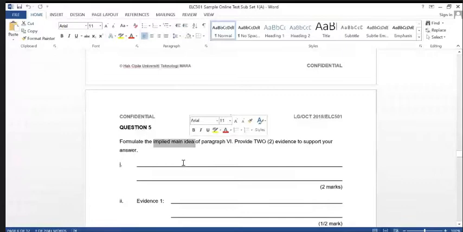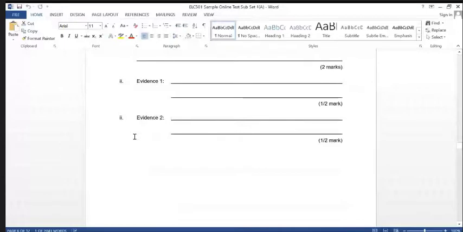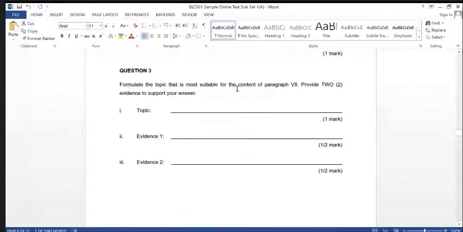Look at the verb they use. Again, they use the word formulate, not identify, not write. Okay, so formulate the topic that is most suitable for the content of, again, you can see here a specific paragraph. They want the topic of this paragraph. You give a topic of a different paragraph, your answer cannot be accepted.